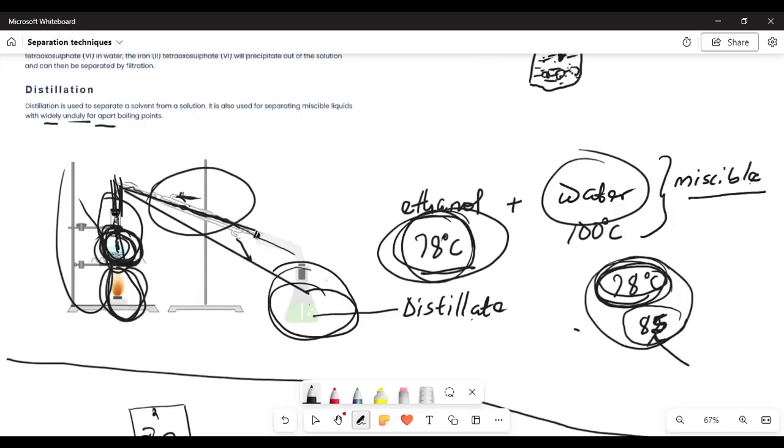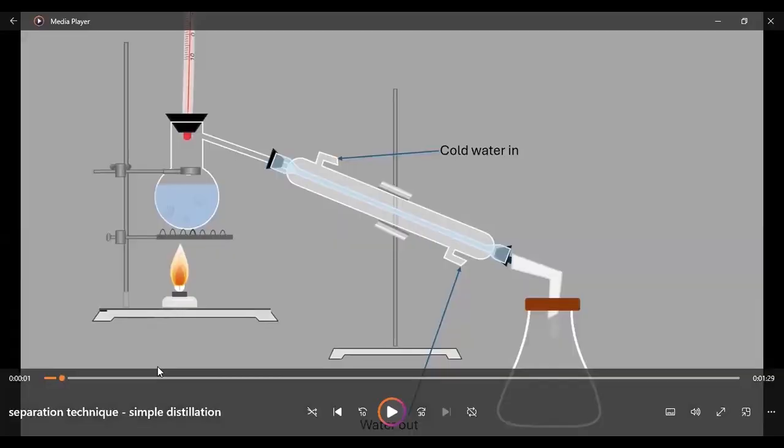So first of all, simple distillation. Okay, here's the mixture to be separated in this round bottom flask. Then you can see a thermometer attached to the round bottom flask. The thermometer is to read the boiling point of the components of the mixture. So in this case, let's assume this is a mixture of ethanol and water.